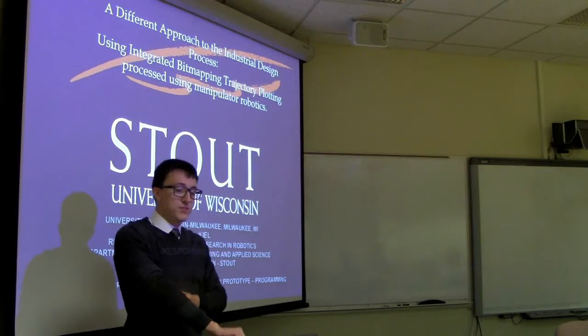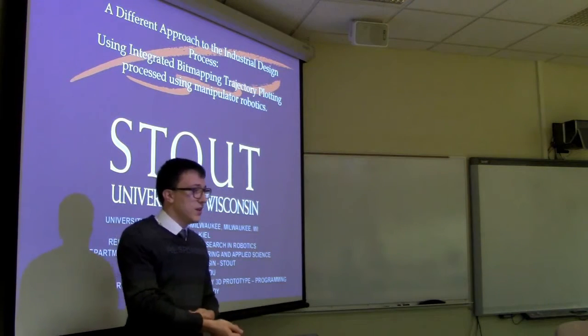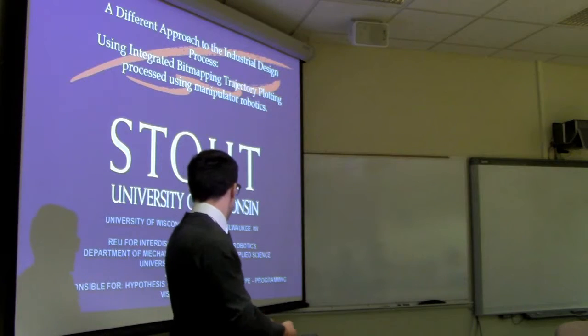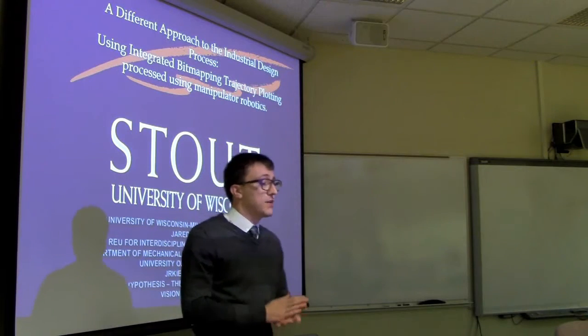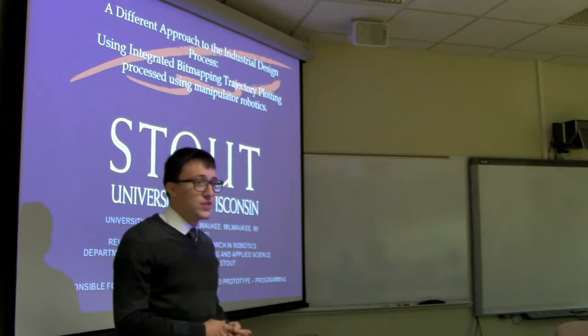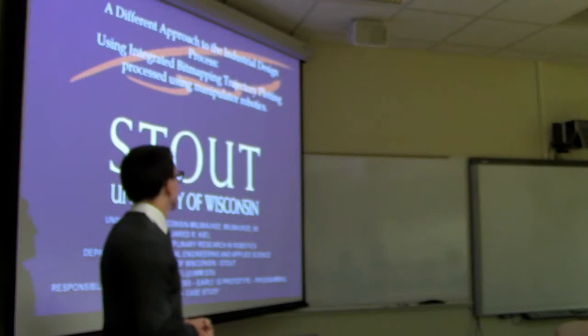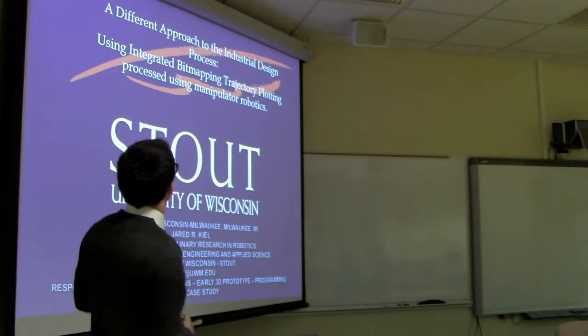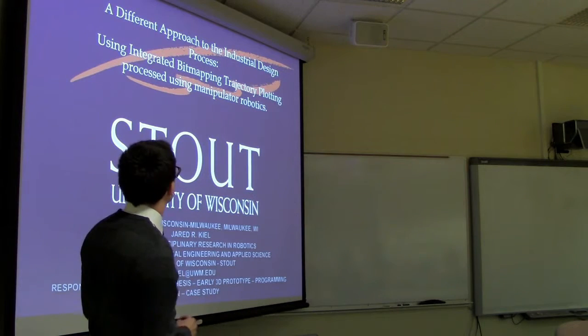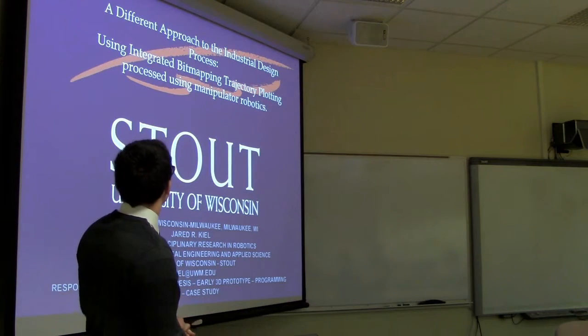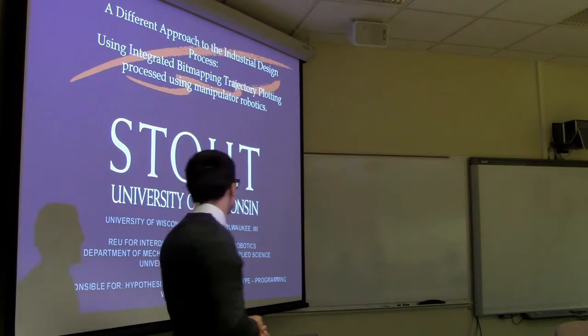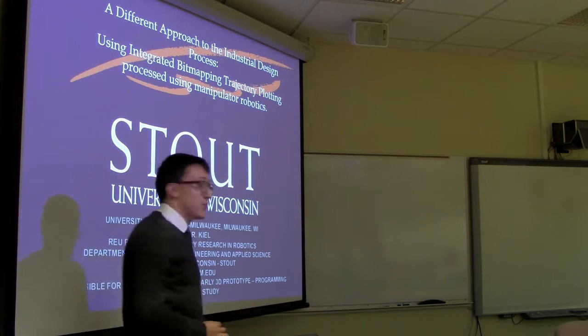My name is Jared Kiel. I'm from the University of Wisconsin-Milwaukee. I'm a mechanical engineering student. I got a physics degree, though, from Carroll University, which is in Waukesha, Wisconsin. And I'm here to present my topic, a different approach to the industrial design process using integrated bitmap trajectory plotting processed using manipulator robotics. And I'm really excited.